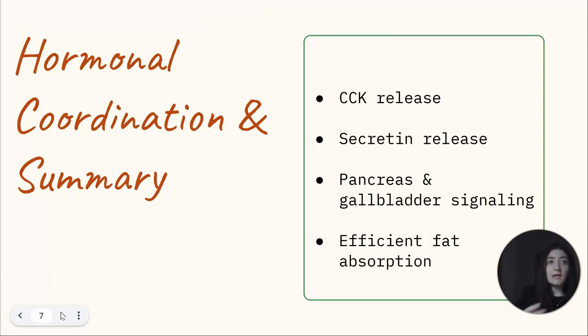So basically, in summary, fat absorption is a very highly coordinated process involving multiple organs, enzymes, and hormones, like other parts of our body. Communication between these systems ensures efficient digestion, absorption, and nutrient delivery, highlighting the complexity and precision of the digestive system.